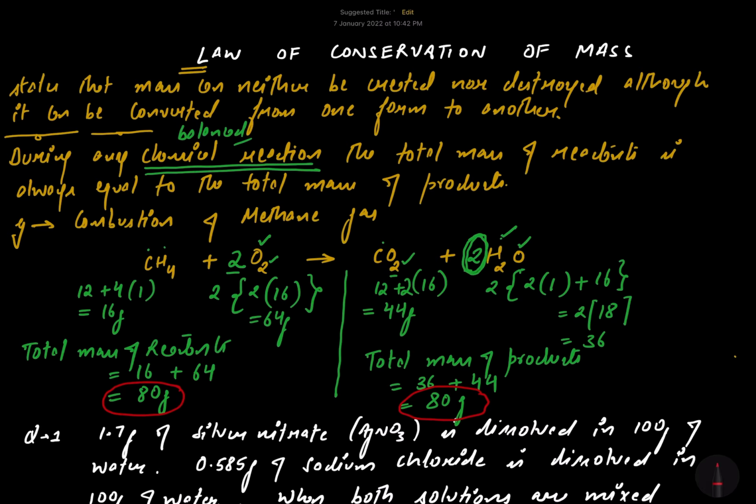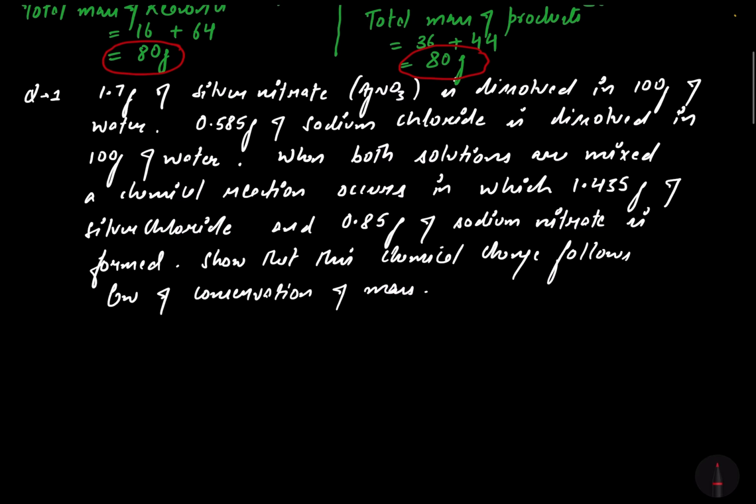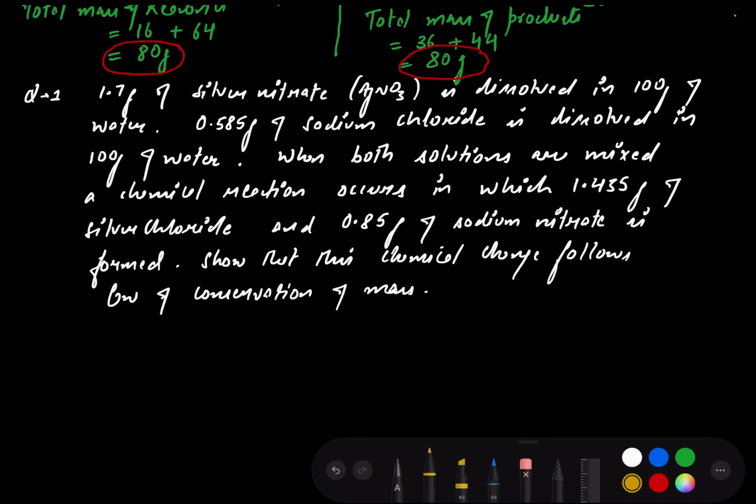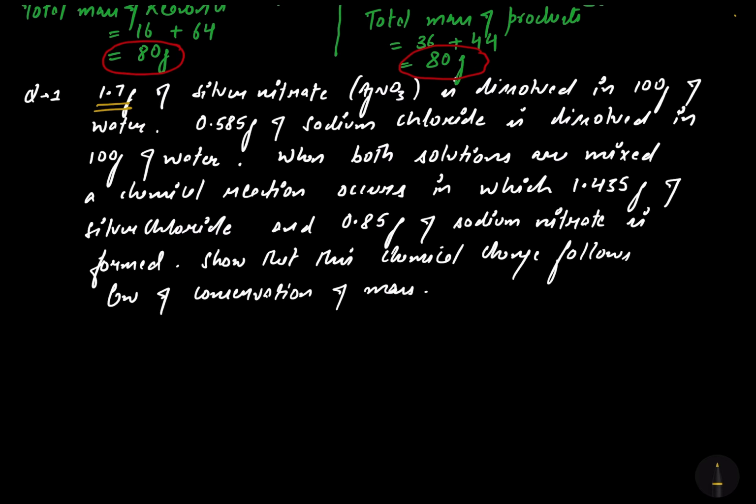So now let us attempt 5 numericals on this law. The first numerical that I have written for you. The question says that we are having 1.7 gram of silver nitrate. So let me write what silver nitrate is. It's AgNO3. It is dissolved in 100 gram of water. After that, he is saying 0.585 gram of sodium chloride is dissolved in 100 gram of water. So I am taking sodium chloride NaCl.